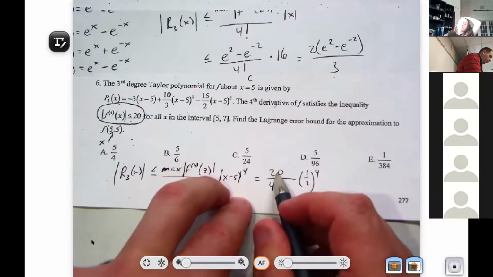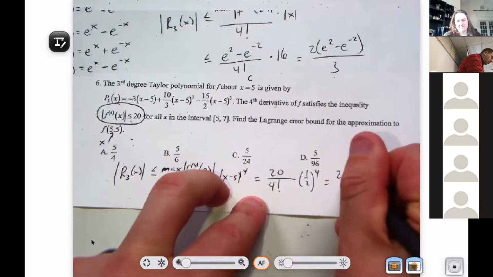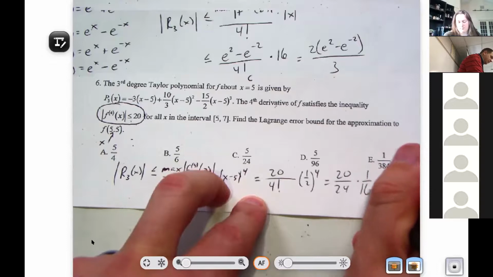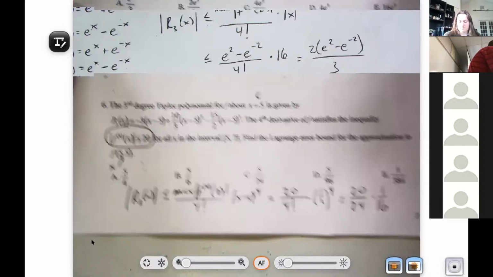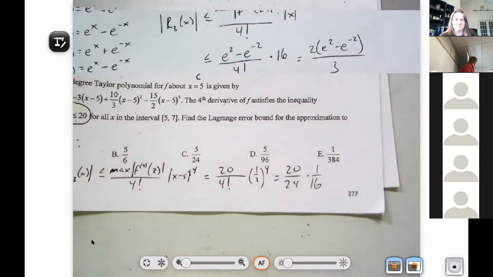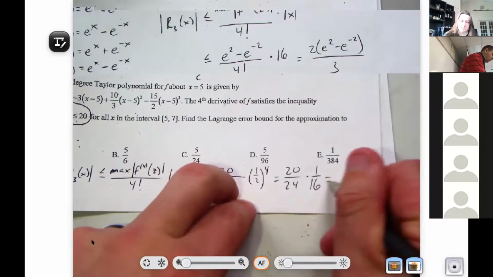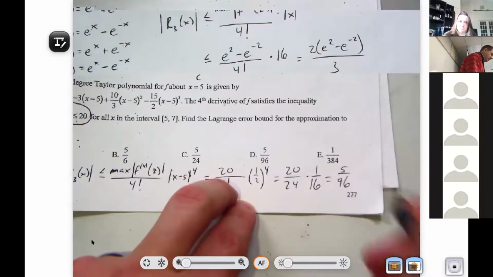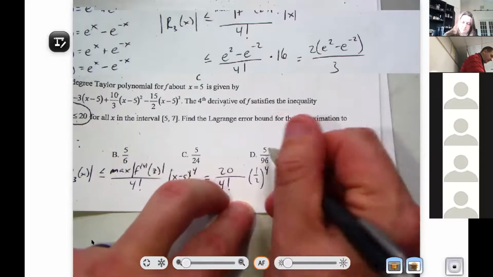So this is 20 over, let's see, 20 over 24 times 1 over 16. Is that what that is? Did I do that right? 20 over 24, what's that? That's 5/6. Is that right? Am I doing that right? 5/6. So 6 times 16 is 96. So D.